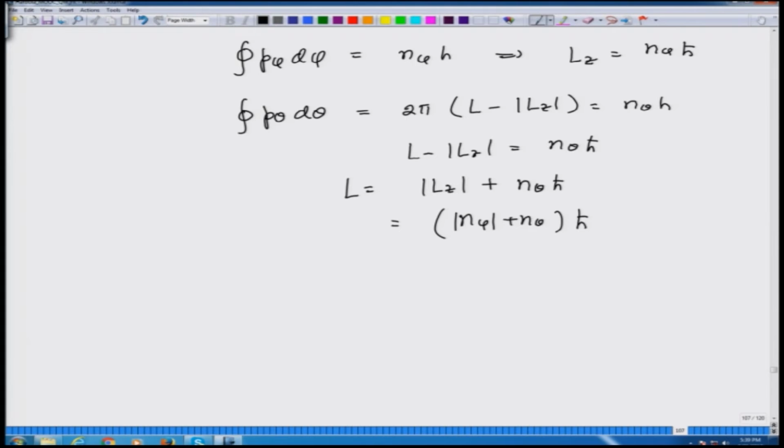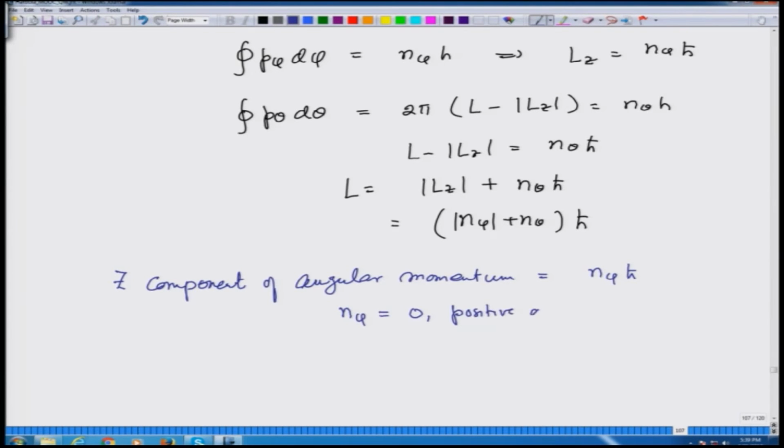So, what we have found is that the angular momentum z component of angular momentum is equal to n phi h cross, and since this is z component, it could take negative or positive values both. So, I am going to say n phi could be 0 or positive or negative integers. They are integers, but they could take positive or negative values.